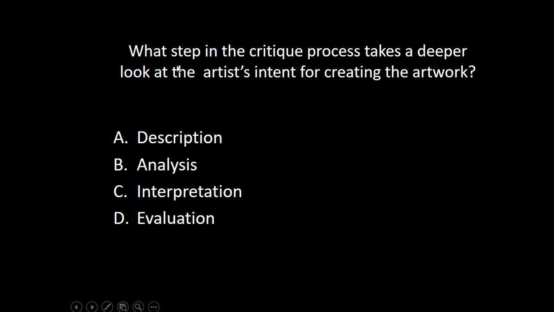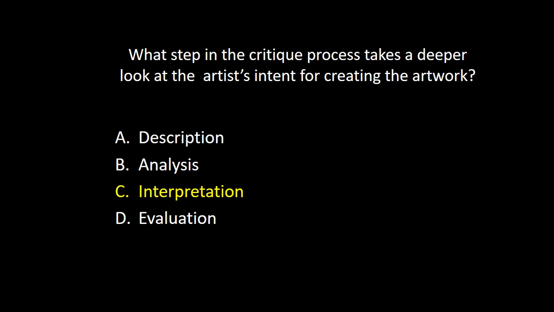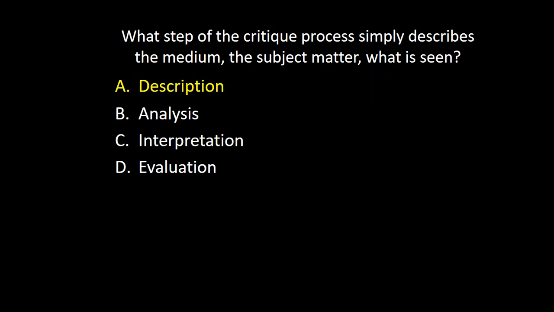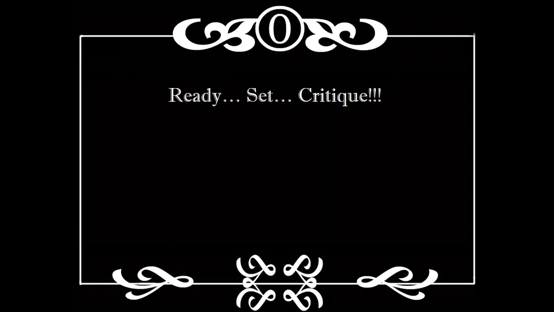Okay, so what step in the critique process takes a deeper look at the artist's intent for creating the artwork? Description, analysis, interpretation, or evaluation. So we're talking about the artist's intention, or the meaning that the artist was intending to make, or the point, or the gist. That's the interpretation. And then what step of the critique process simply describes the medium, the subject matter, what you see? That was just the description. So hopefully you have those down.